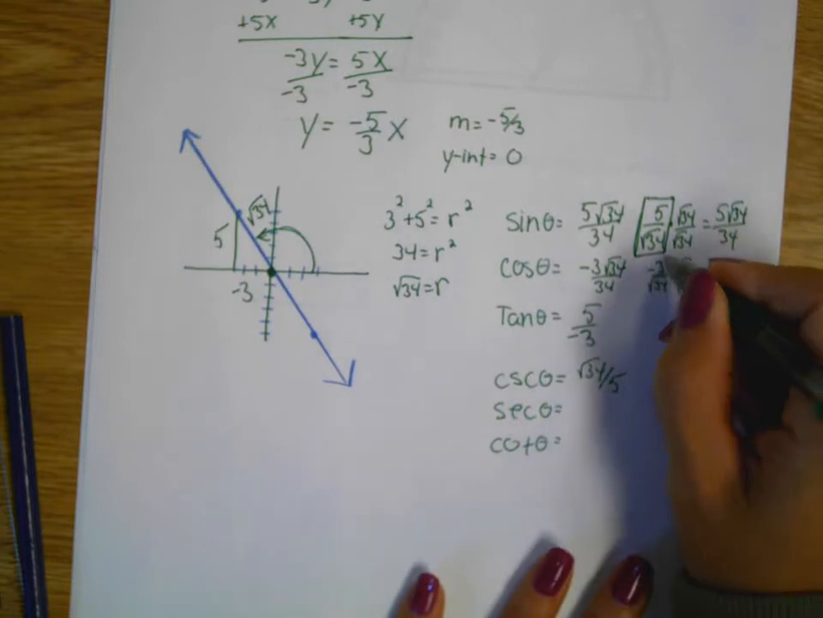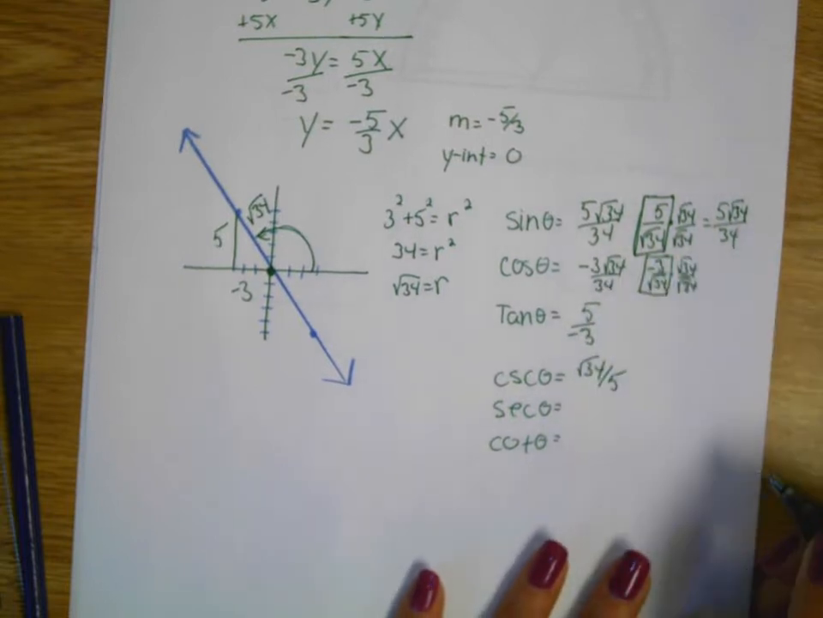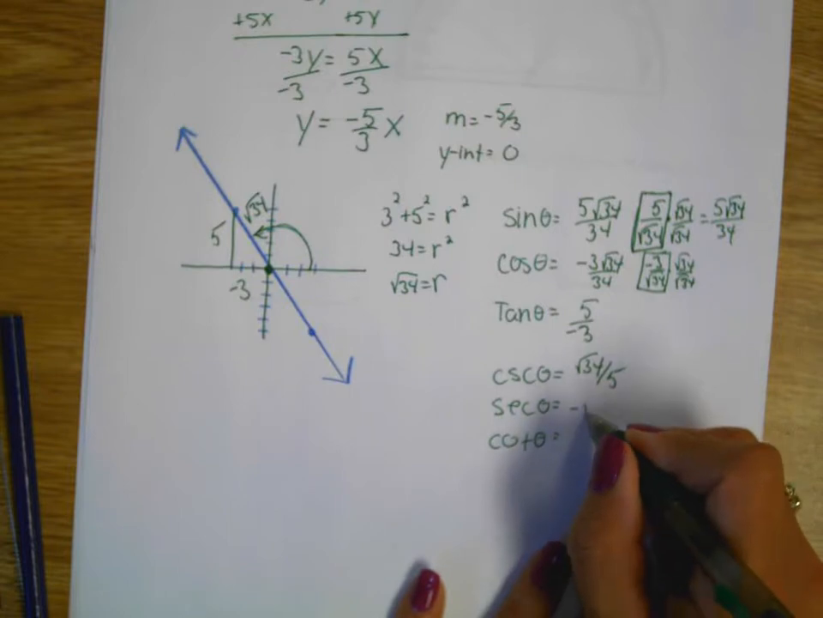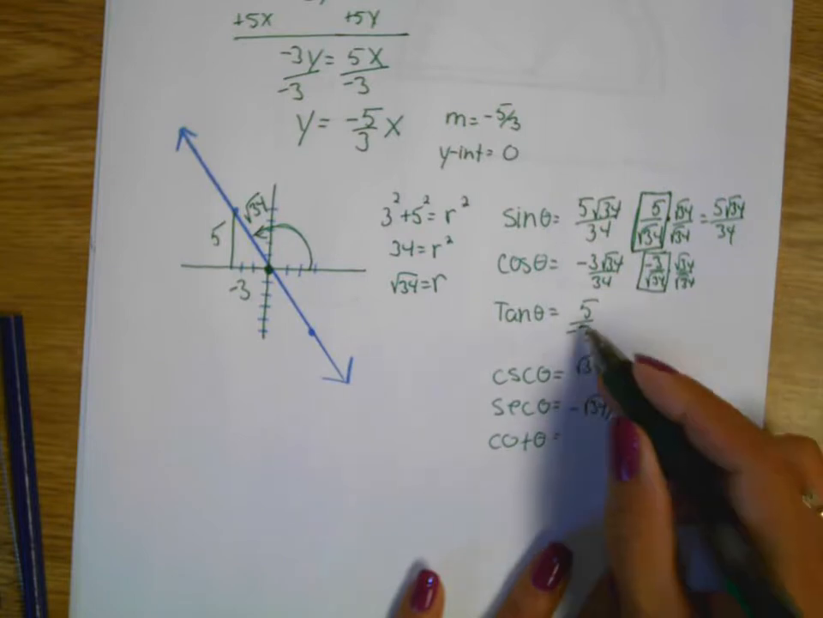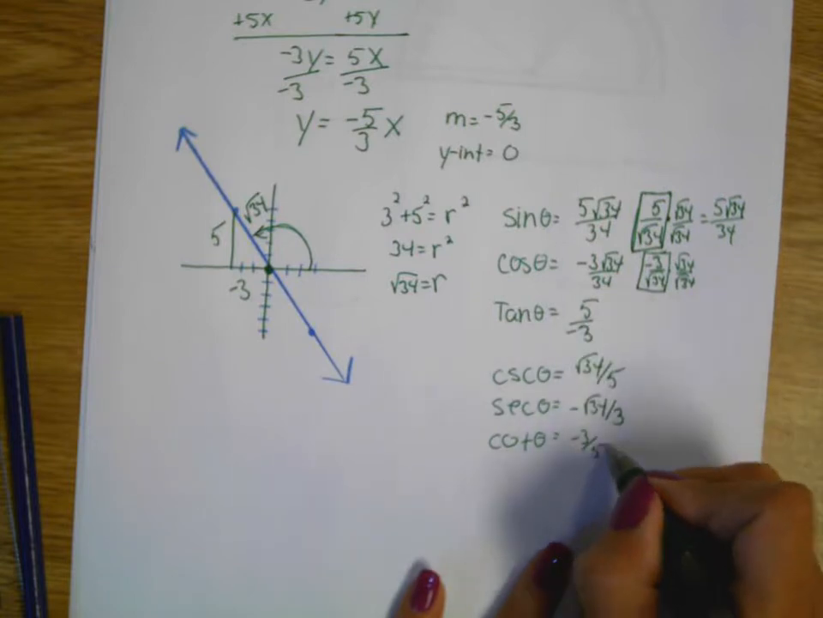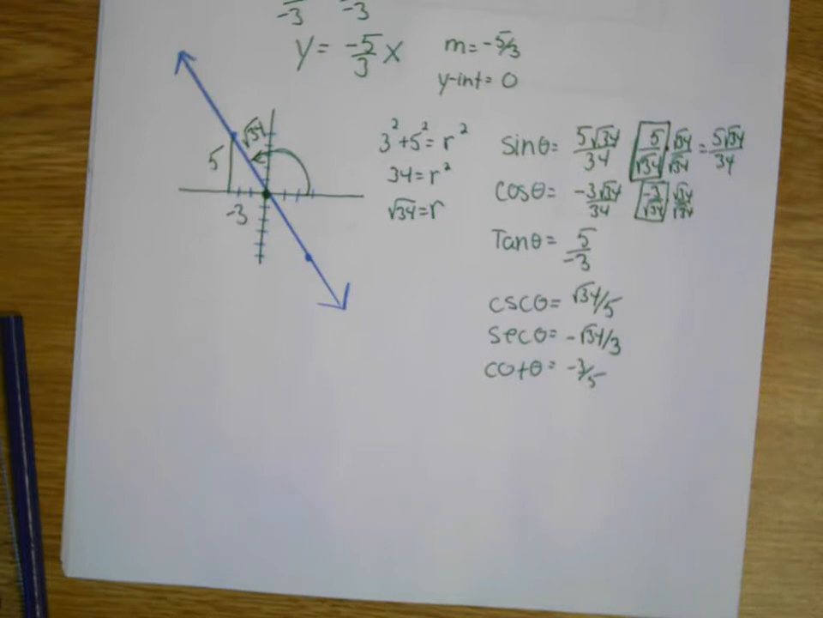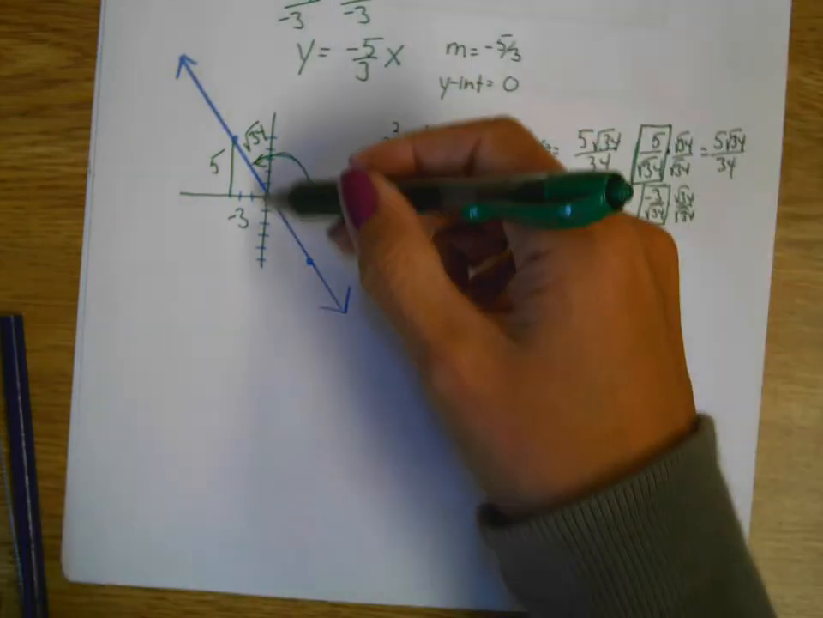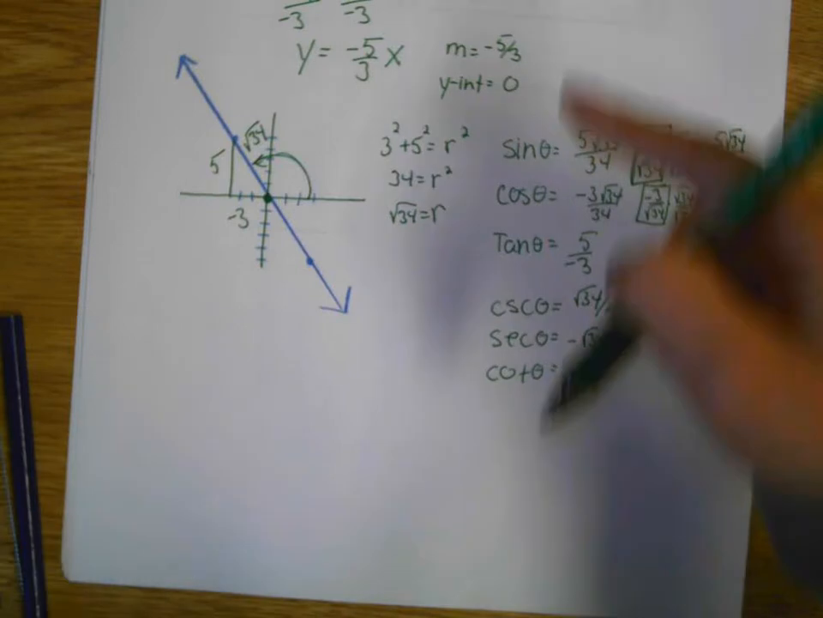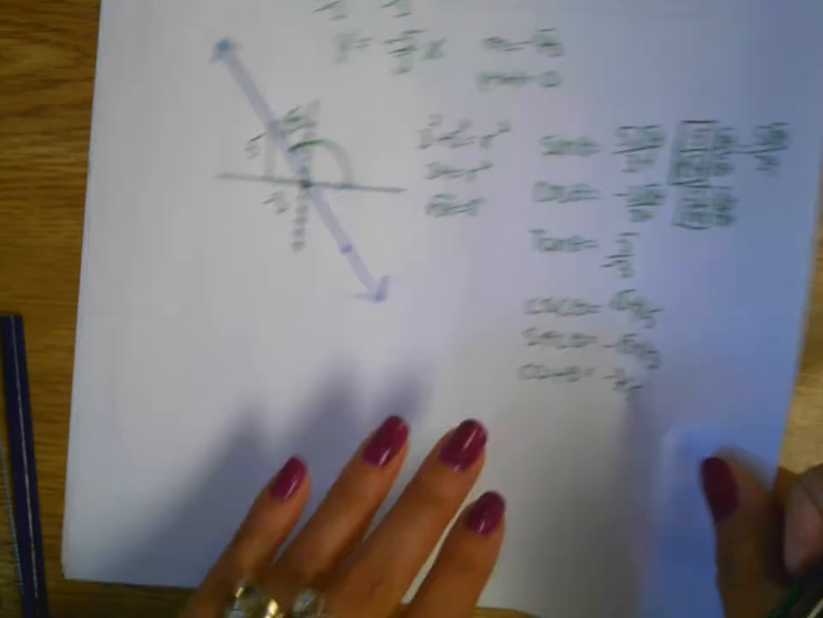So secant, we're going to flip over the original one and have negative square root of 34 over 3. And then cotangent, -3/5. Okay, given a line, what to do? When they come up in the homework, just look back at this. You'll know we graphed it, did the slope to get 2 points, and then decide which quadrant, and then go from there. All right, last part.